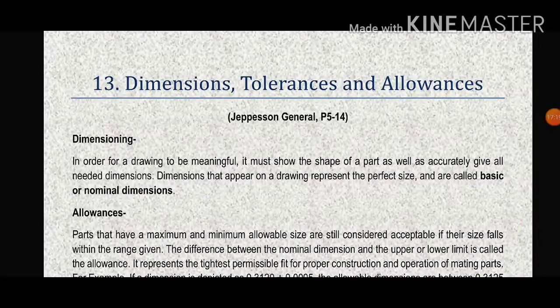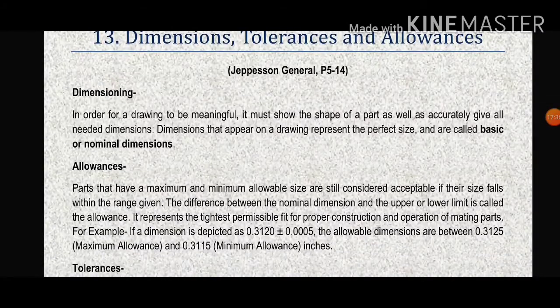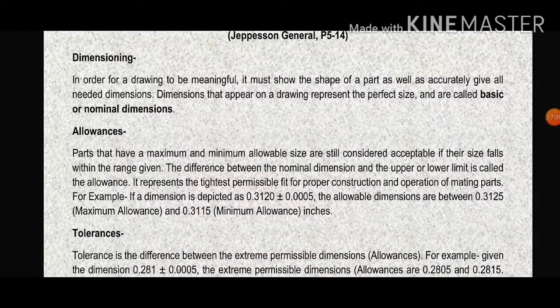Dimensions that appear on a drawing represent the perfect size and are called basic or nominal dimensions. Means the dimension lines give all the needed dimensions accurately, also known as basic or nominal dimensions. And allowance: parts that have maximum or minimum allowed size are still considered acceptable if their size falls within the range given. The difference between the nominal dimension and the upper and lower limit is called the allowance.